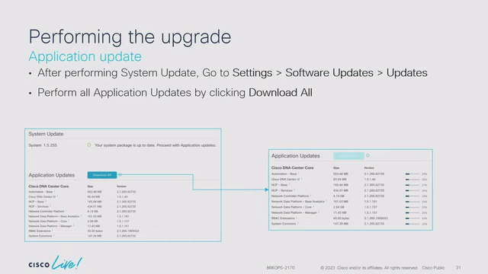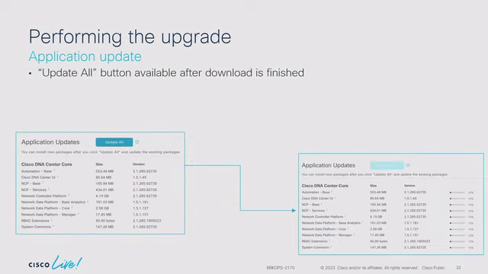Guys, DNA Center is the system and then the applications, right? We start with the system, then you will get the login to the GUI again, and you will go for the applications update. So first of all, you will go to download them, and you can find the progress in the download here. And then after the download, you will go for update all. Clear so far? Good.